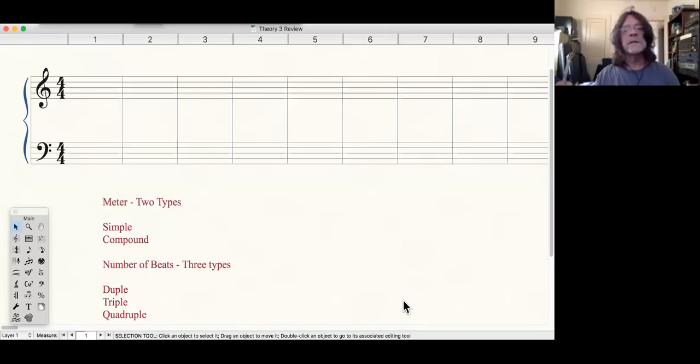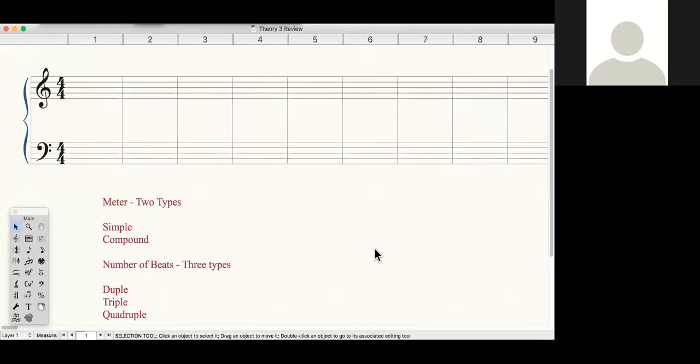Stop that share, and I'm going to share another thing. All right, does everybody see this screen here? That says meter. Yes.